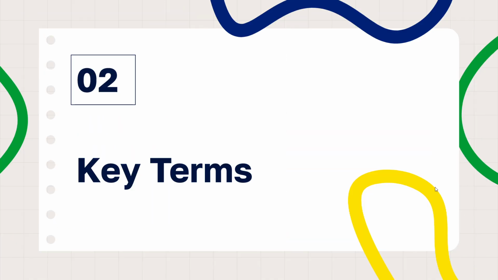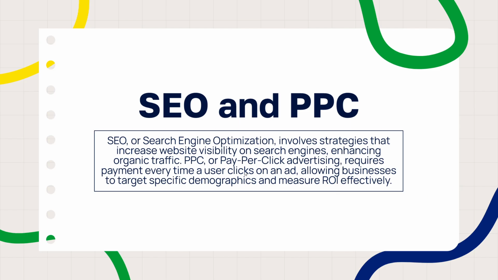So how they are doing it is through this. SEO and PPC are two distinct terms in the world of digital marketing. SEO is search engine optimization, which involves strategies to increase website visibility on search engines and enhance organic traffic.